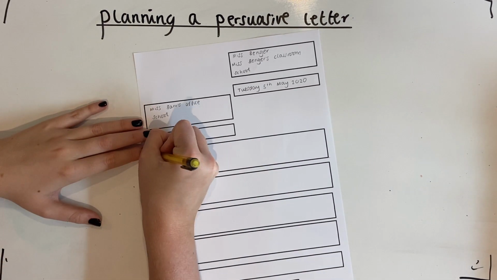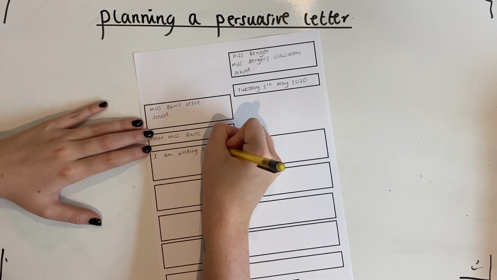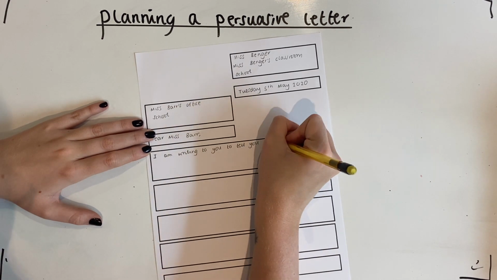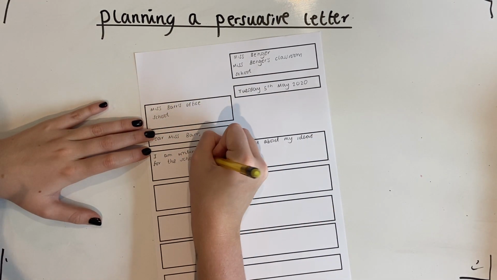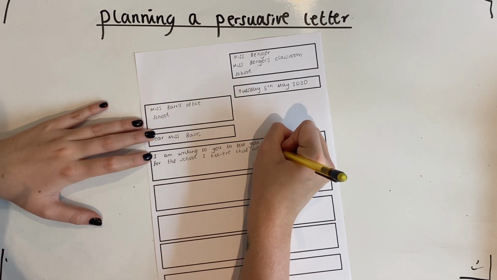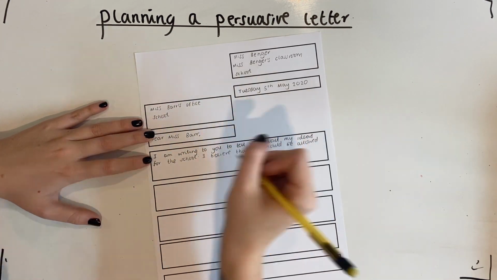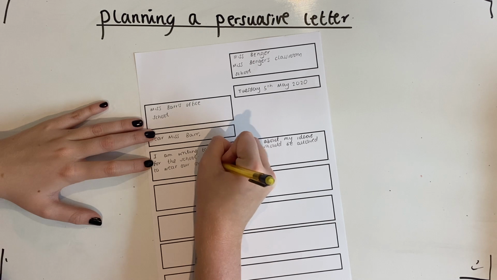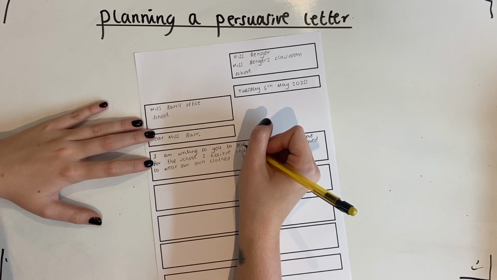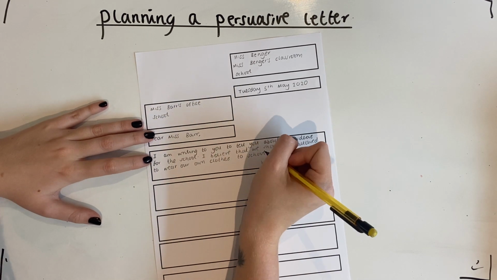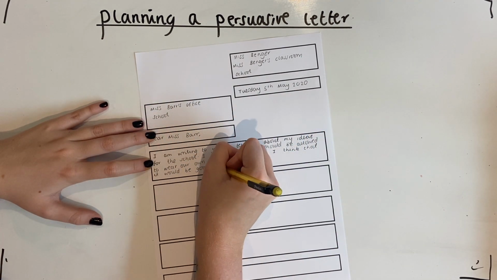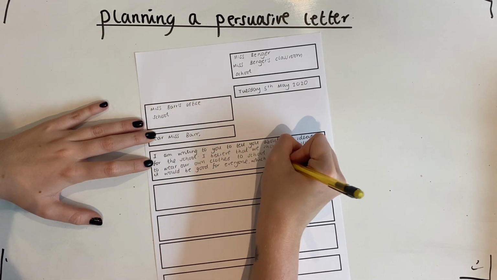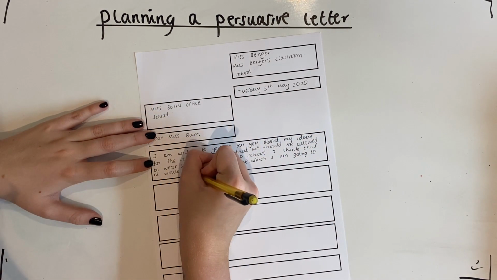Now moving on to the opening of our letter. In this part, you're going to give a brief description of why you're writing the person the letter. In my opening, I'm going to write, I am writing to you to tell you about my ideas for the school. I believe that we should be allowed to wear our own clothes to school. I think that it would be good for everyone, which I'm going to explain in this letter.